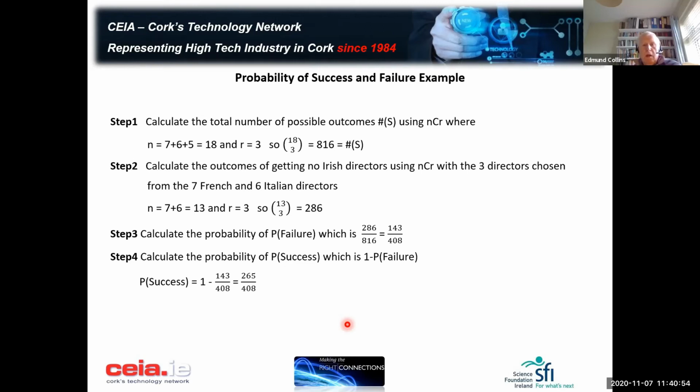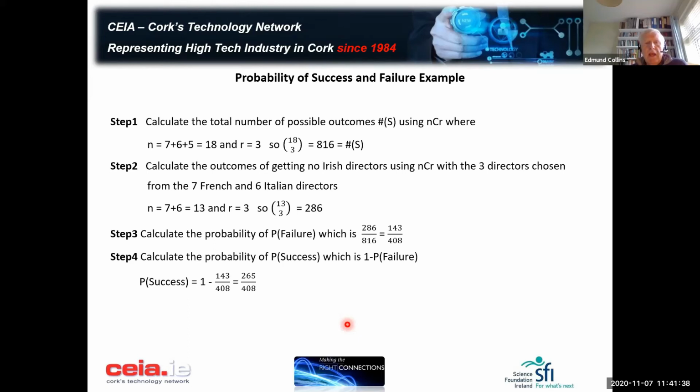Okay, so here's the worked solution. Step 1 is to calculate the total number of possible outcomes, S, using nCr. So n is calculated by adding the total number of directors, 7 plus 6 plus 5, so 18. The r here, we're selecting 3, so the nCr, 18 choose 3, equals 816. So the total number of outcomes in the sample space is 816.